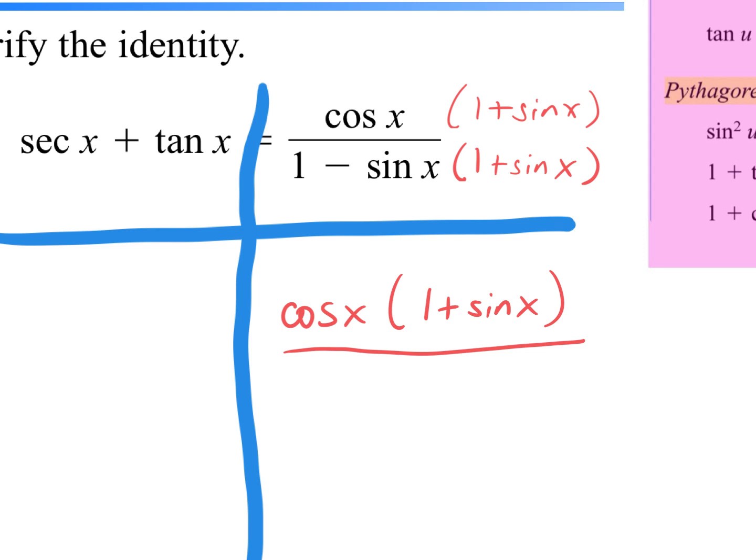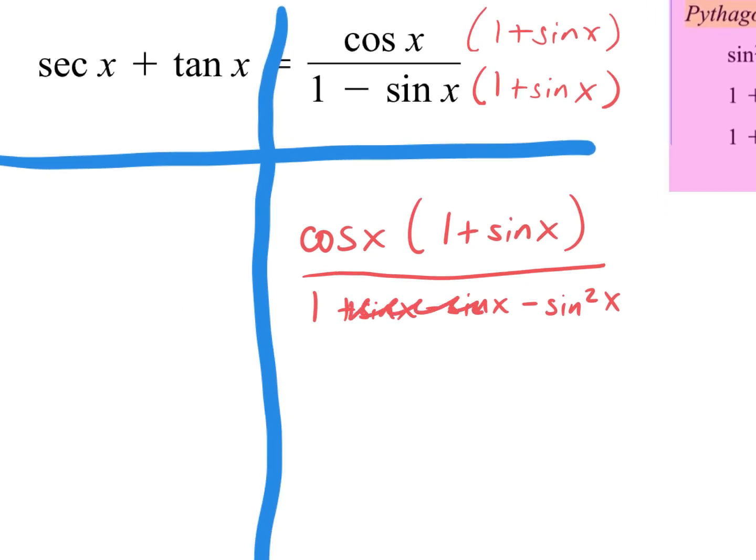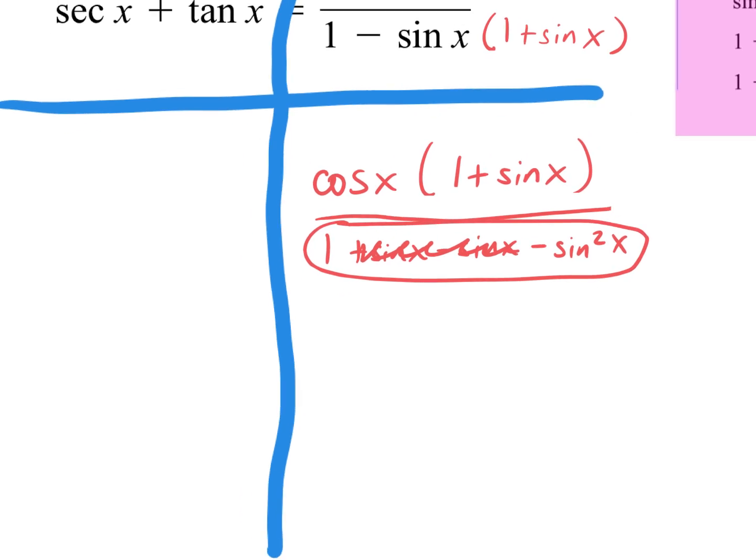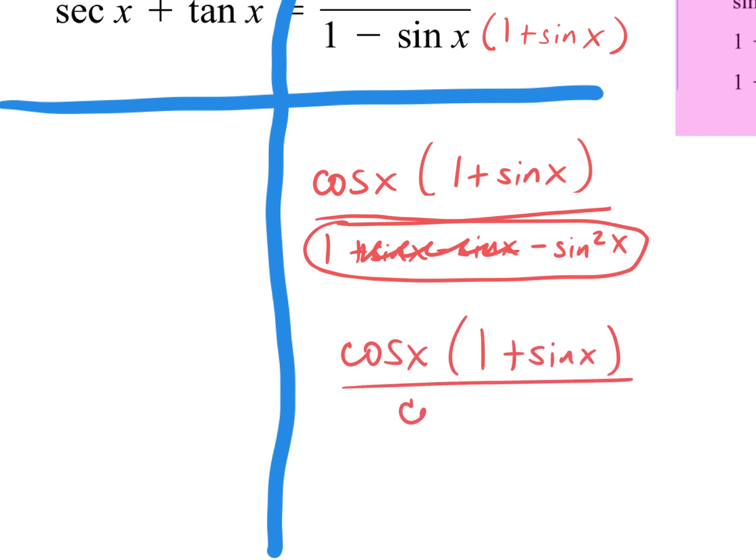Well, let's do it. What's 1 times 1? 1. What's 1 times positive sine x? Sine x. What's negative sine x times 1? Negative sine x, right? And then what's negative and positive? It's negative sine squared. So your sine x terms in the middle cancel, and you're left with 1 minus sine squared x. What does that equal? Yes, very good. Cosine squared x, and then you have 1 plus sine x over cosine squared, correct?